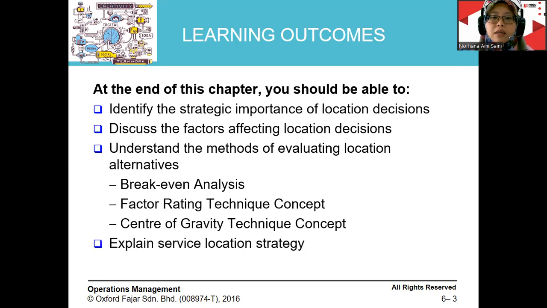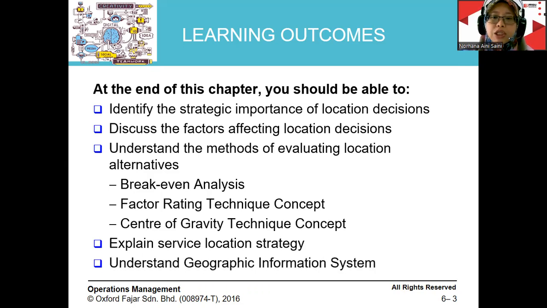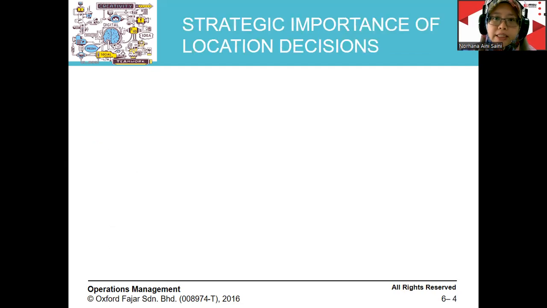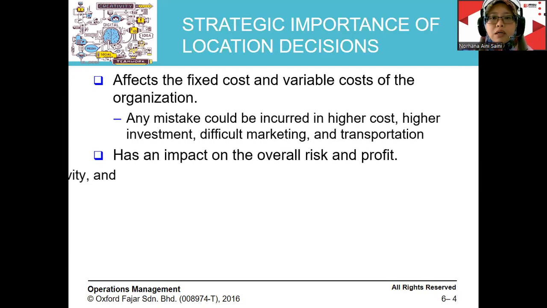Then, besides goods and products, there are also services. A service provider will have different factors that need to be considered, so we have the service location strategy. And the last one under location strategy is the geographic information system. So let's look at them one by one.